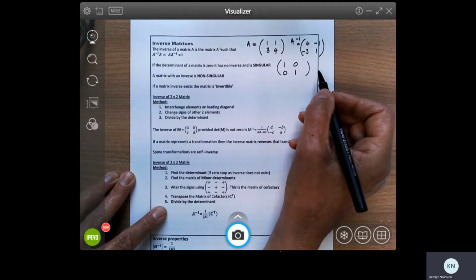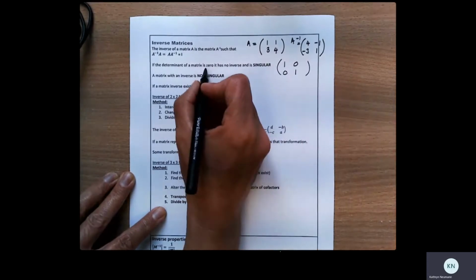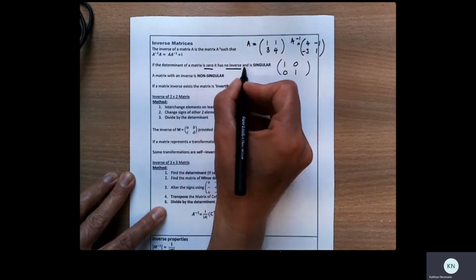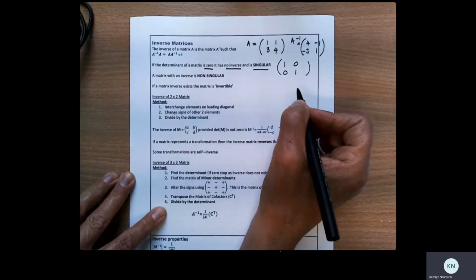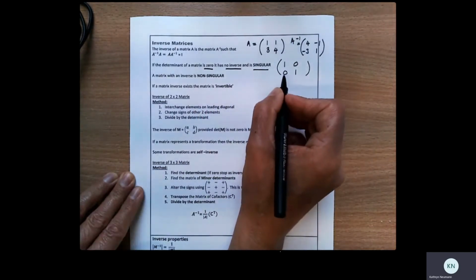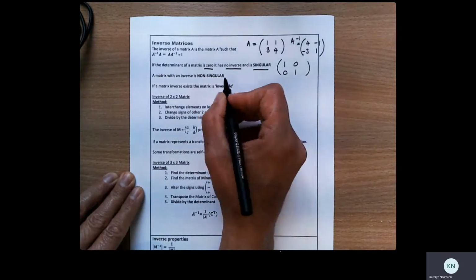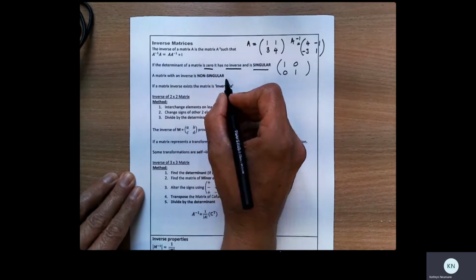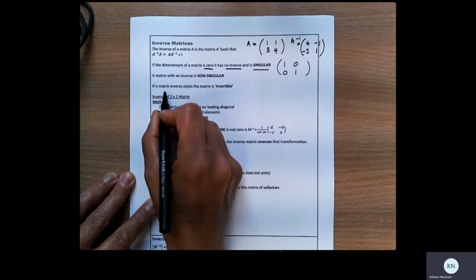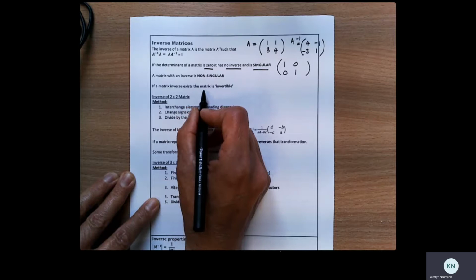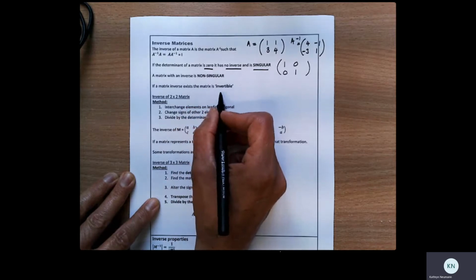If a matrix has a determinant of 0, it has no inverse and it's singular. And that is important to remember. If it has got an inverse, then it's non-singular. Also, we sometimes say that if a matrix inverse exists, then the matrix is invertible.